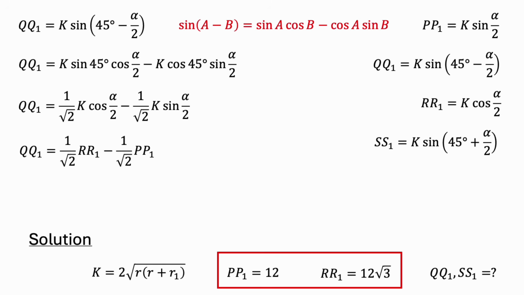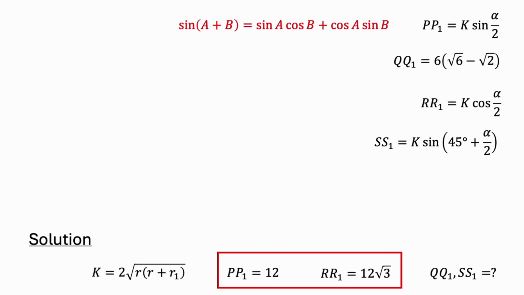Substituting PP1 equals 12 units and RR1 equals 12 square root 3 units, we obtain QQ1 equals 1 over square root 2 times 12 square root 3 minus 1 over square root 2 times 12. Simplifying, we obtain QQ1 equals 6 times (square root 6 minus square root 2) units.